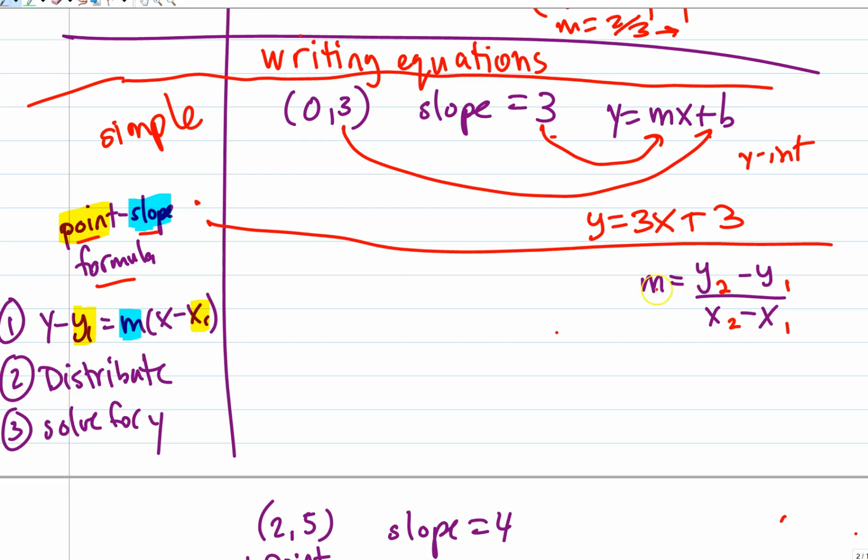Let's start with this. Do you see the equation for slope? M equals. Does that formula make sense? M is change in the y's over change in the x's. Does that formula make sense?